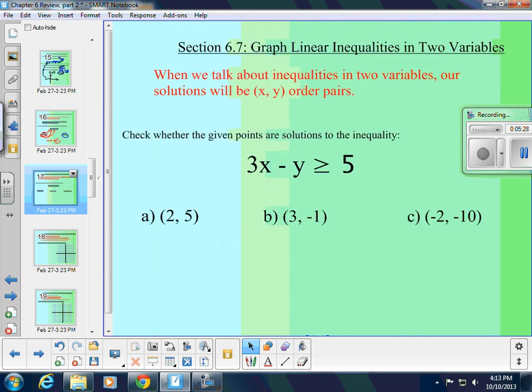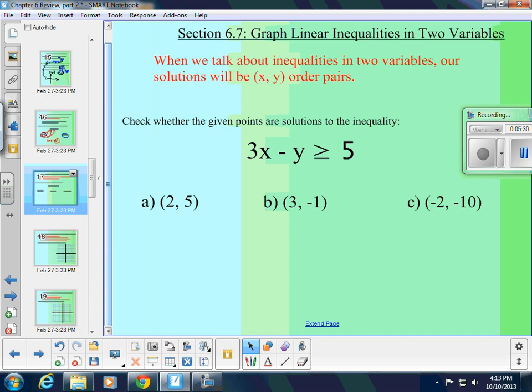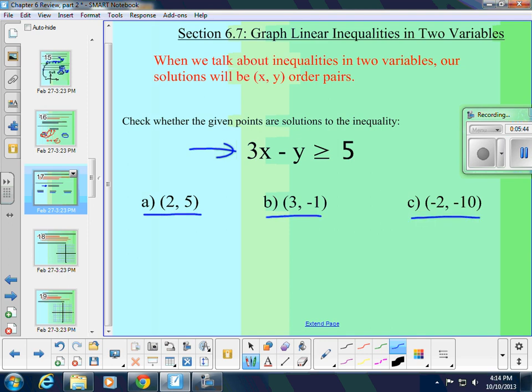For inequalities, going to the next page here, very similar. If I have some inequality with two variables, 3x minus y is greater than or equal to 5, that same example I've been using, and I want to see if a point is a solution to that inequality, I'm just going to plug in the x and y coordinates from each ordered pair and see which ones work out in this inequality. So like (2, 5), again, that's an ordered pair. If it's a point that works for this inequality, I should be able to plug it in and get something that's true.